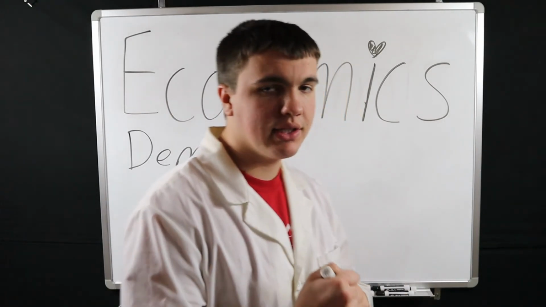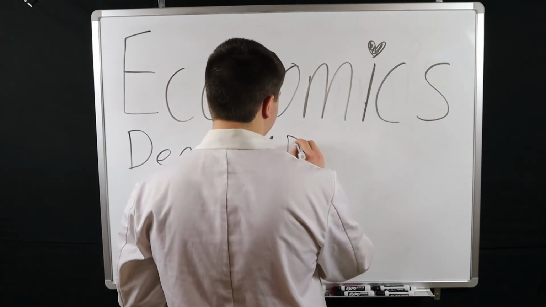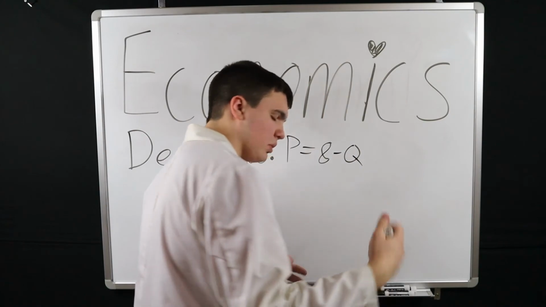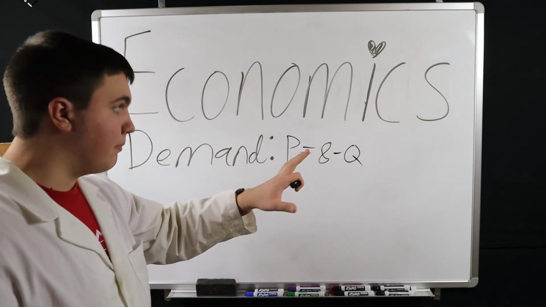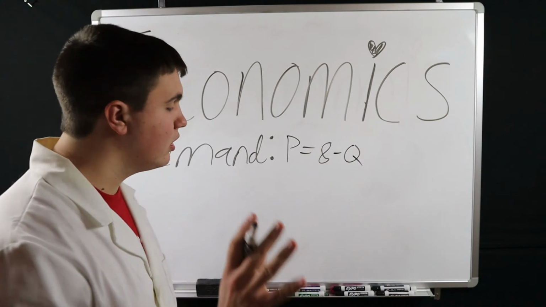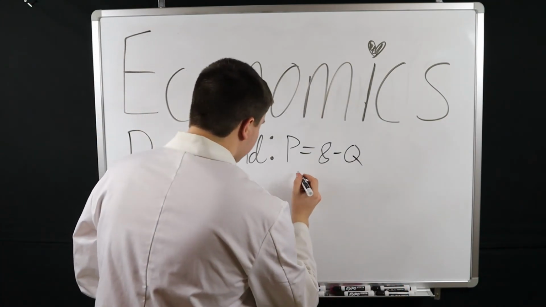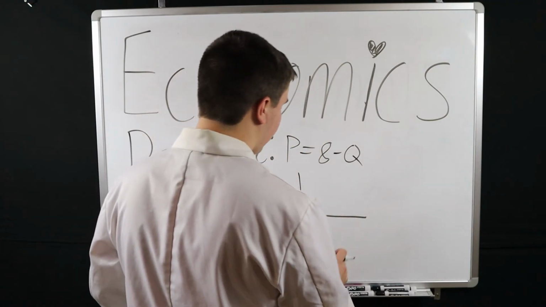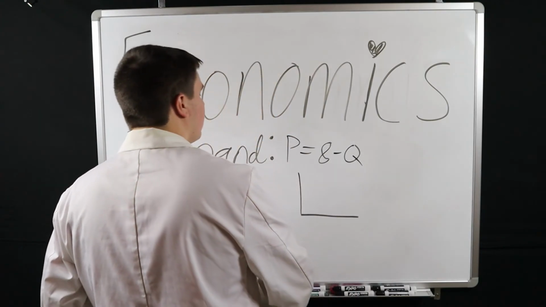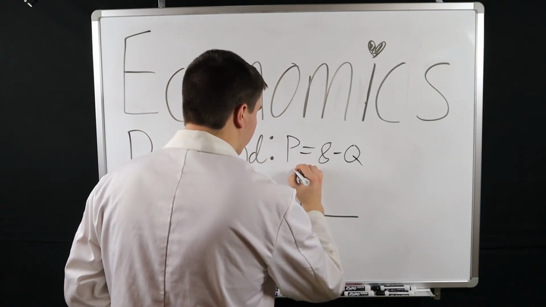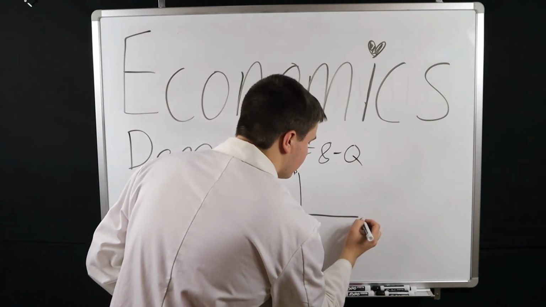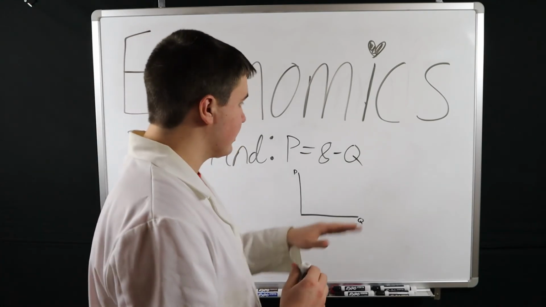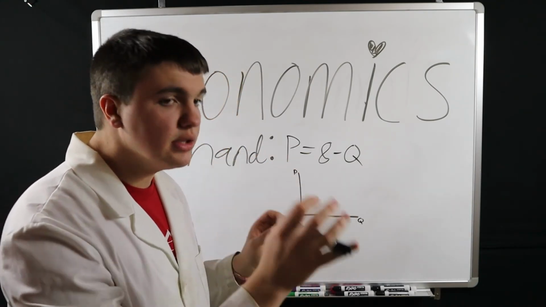Let's say we have a demand curve of P equals 8 minus Q. For those working along at home, write this down: P equals 8 minus Q. Now we move on to our graph. It's a basic graph: y-axis, x-axis, except our Y will be labeled P for price, and our X will be labeled Q for quantity.